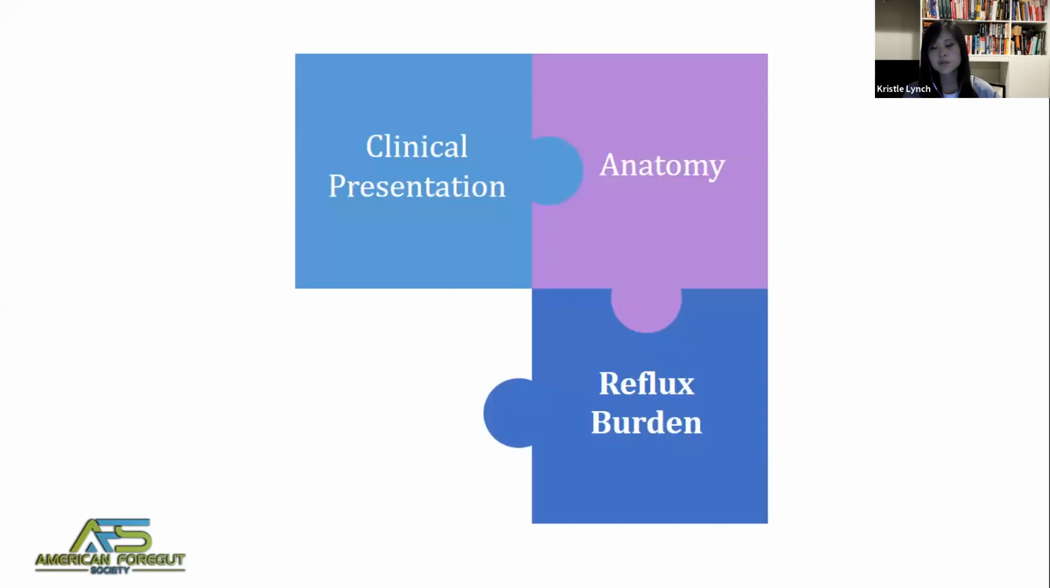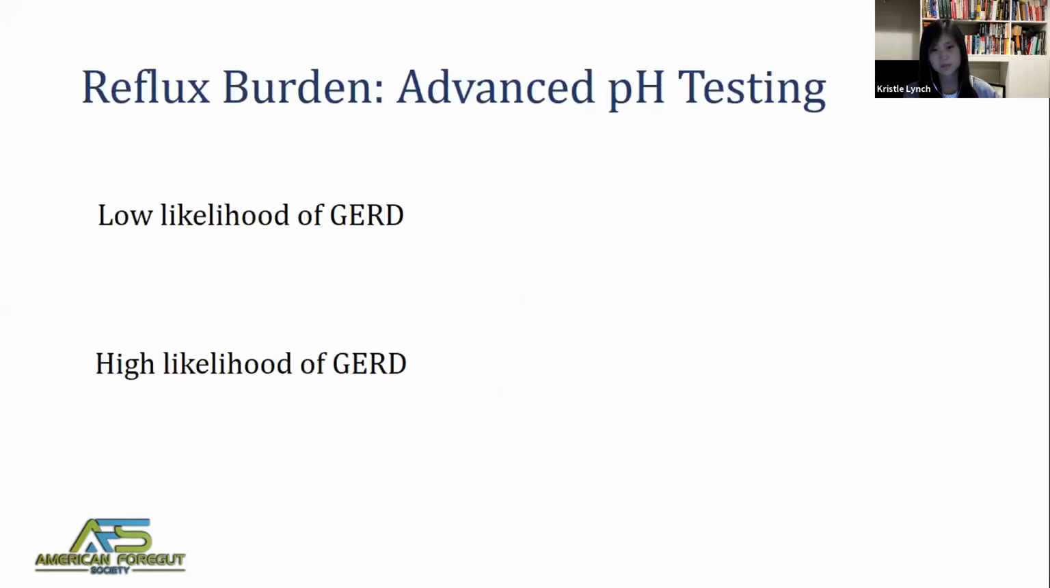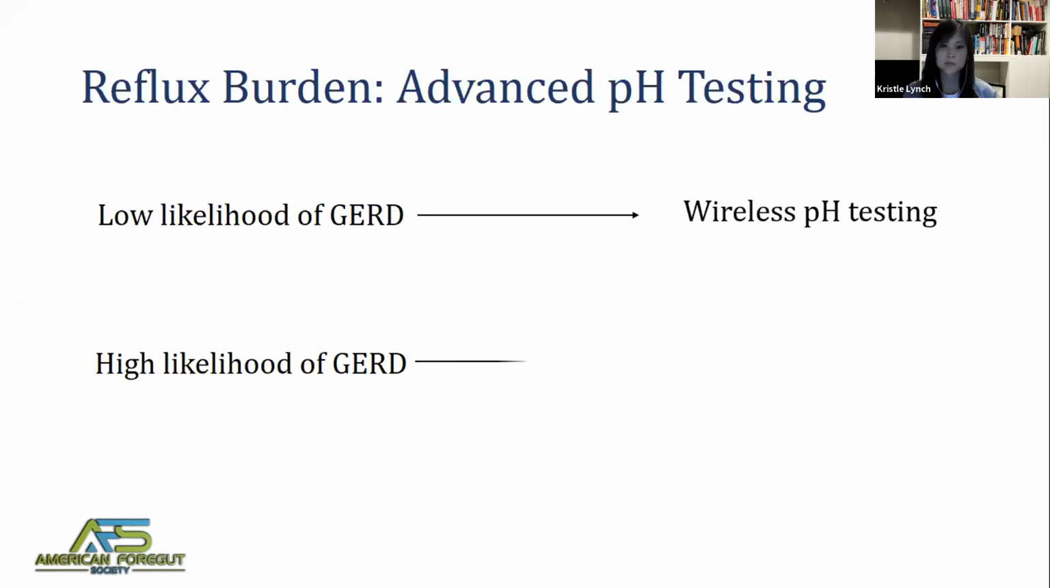So next we'll look at reflux burden via pH testing. When I'm trying to figure out what sort of pH testing to order for the appropriate patient, I first try to categorize the patient into a low likelihood of GERD or a high likelihood of GERD. And the factors I use to make that categorization were things that we just discussed: how they presented, what their GE junction looks like, etc. When patients have a low likelihood of GERD, I recommend wireless pH testing off of PPI. And when they have a high likelihood of GERD, we typically order pH impedance catheter-based testing.